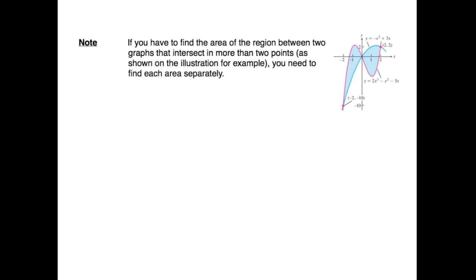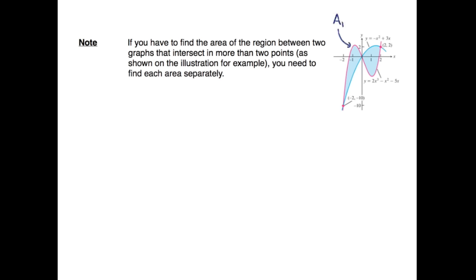If you have to find the area of the region between two graphs that intersect in more than 2 points, like you can see on the illustration here, you need to find each area separately. So we're going to have to integrate from x equals negative 2 to x equals 0, and then we'll have to integrate from x equals 0 to x equals 2. Why is that? Because the curve that is above changes. Here, the curve that's above is the pink curve, and then from 0 to 2, the curve that is above is the blue curve.